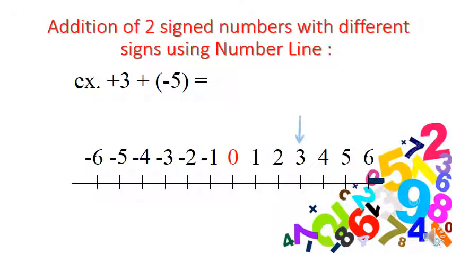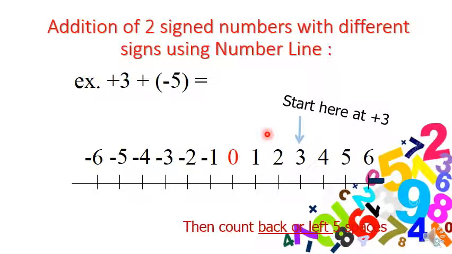Now let's start with the second objective, addition of two signed numbers with different signs using the number line. We have positive 3 plus negative 5. So we start at positive 3 and I'm subtracting 5. So I will go back 5 steps to the left. Go backward 5 steps. So 1, 2, 3, 4, 5. So the answer will be negative 2.